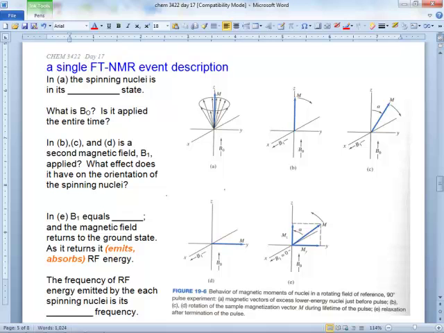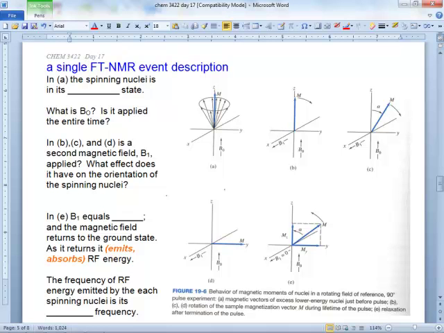This thing is in its what state? Ground state. All the little nuclei are, right? Let's think of the magnets. All the little miniature microscopic magnets are all lined up. They're all in their ground state, right? Because that B naught never shuts off. What is B naught? It's the applied magnetic field. Is it applied the entire time for this FT NMR event? Yes. Yeah, never shuts off.